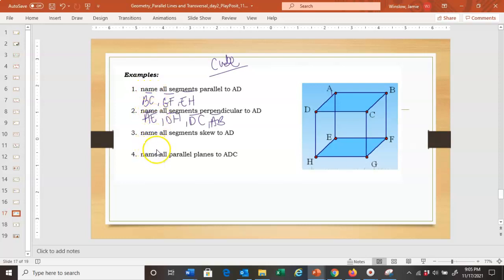Number 3, name all the segments skew to AD. Here, AD is on this plane. So EF would be a good example, HG and EF. Not GF because that's on that parallel or that diagonal plane.